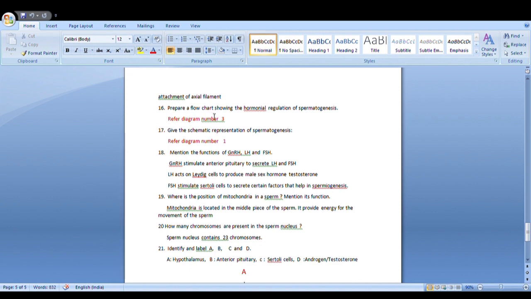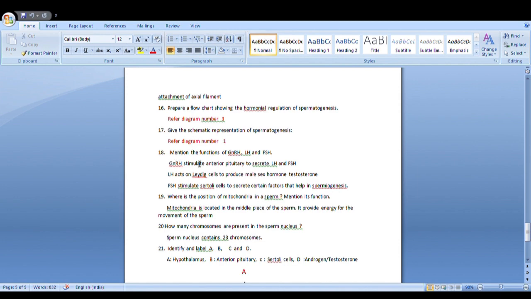Prepare a flowchart showing the hormonal regulation of spermatogenesis. That is also given in diagram number 3. Give the schematic representation of spermatogenesis. That is diagram number 1. Refer.